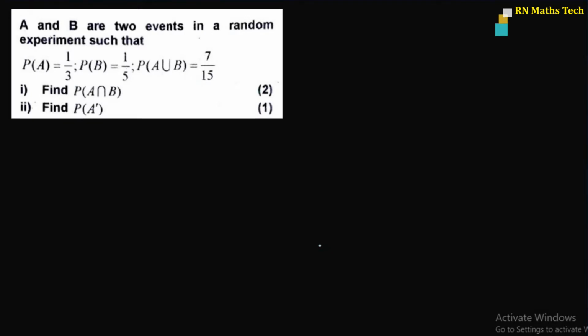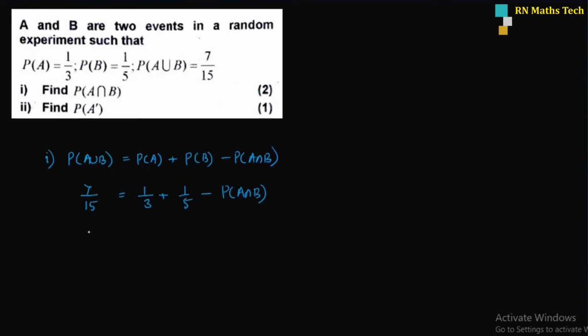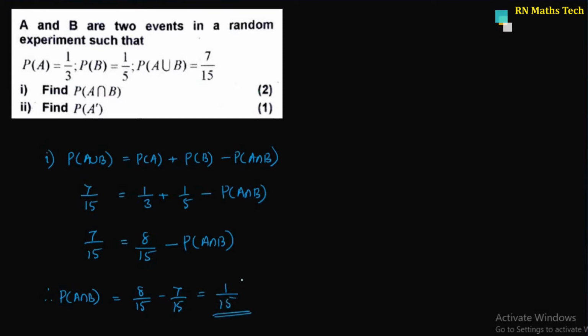Now see the third one. A and B are two events such that P of A is 1 by 3, P of B is 1 by 5, P of A union B is 7 by 15, then P of A intersection B. First one, we know that P of A union B equals P of A plus P of B minus P of A intersection B. P of A union B, 7 by 15, is equal to 1 by 3 plus 1 by 5 minus P of A intersection B. That is 7 by 15 is equal to, this is 5 plus 3, 8 by 15 minus P of A intersection B. Therefore, P of A intersection B is equal to 8 by 15 minus 7 by 15, which is 1 by 15.